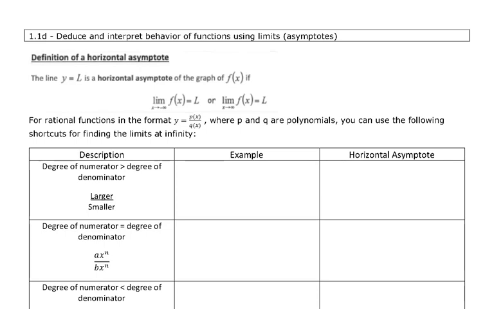All right, here's video number 2 for day 1. In this video, we'll cover horizontal asymptotes and limits as x approaches positive and negative infinity. We'll also look at continuity and intermediate value theorem.